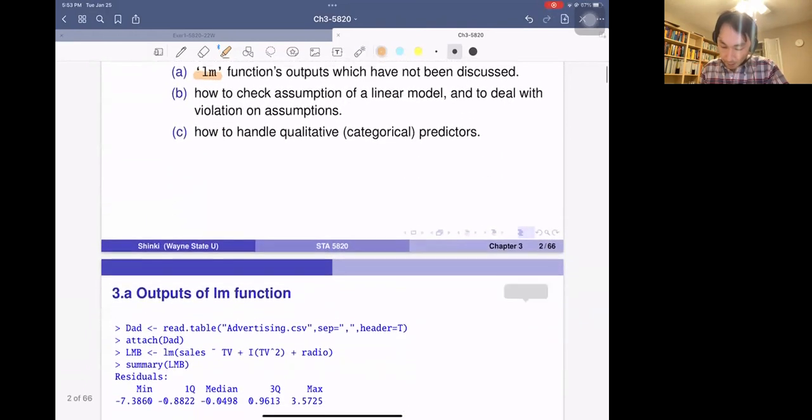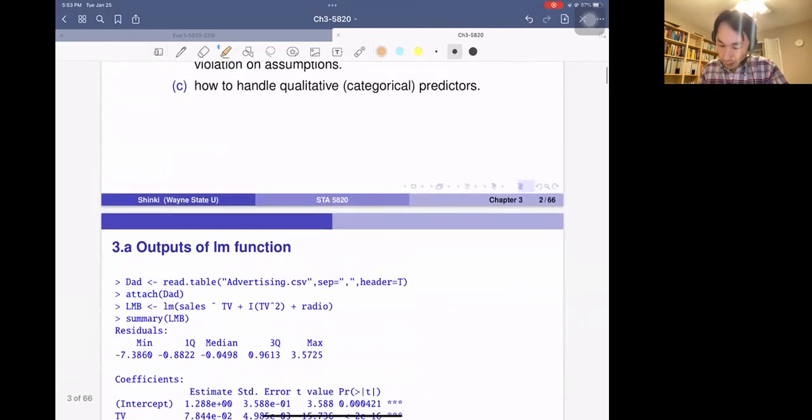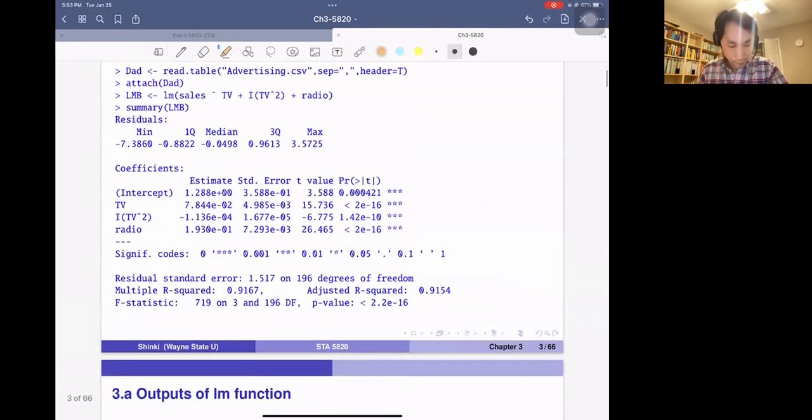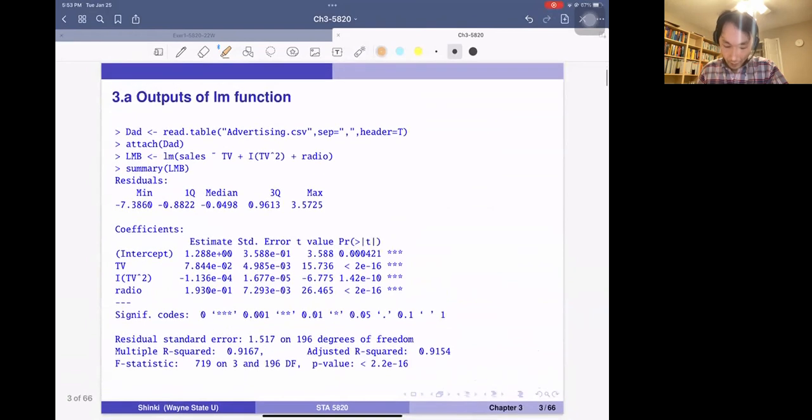Yeah. And how to deal with the categorical variables. This has been done in chapter 2 also, but we do some more. Okay, so this is the output of the lm function. So maybe I explain some basics of the result.